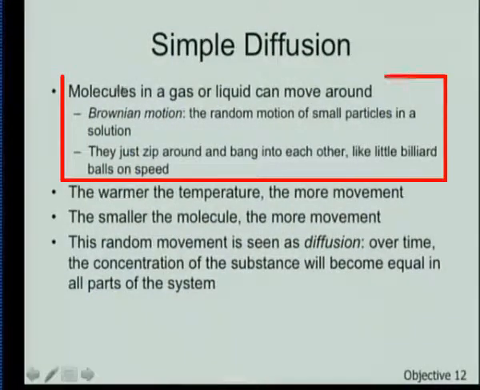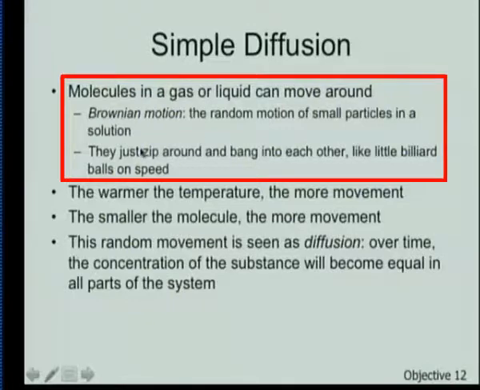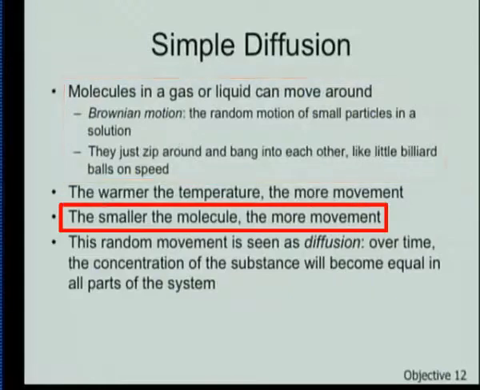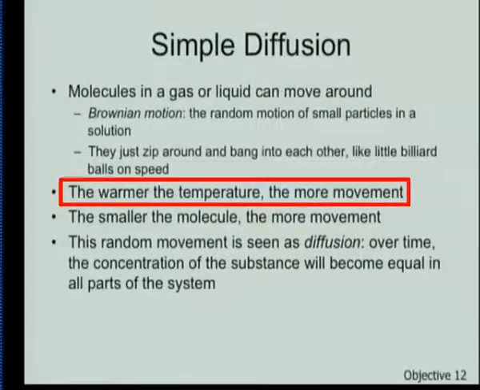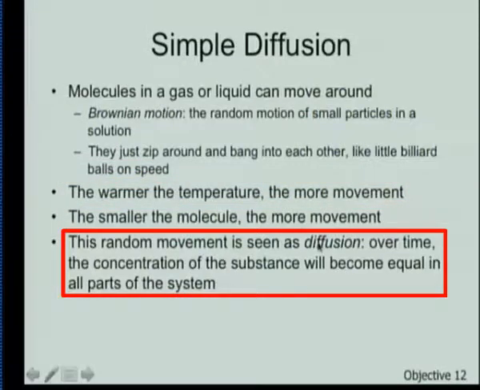And so that's where we get the term Brownian motion, which is the random motion of particles in a solution that just kind of bang into each other. And the smaller the molecule, then the faster it's going to move. The higher the temperature, the faster it's going to move. And so that random movement is simply just diffusion.